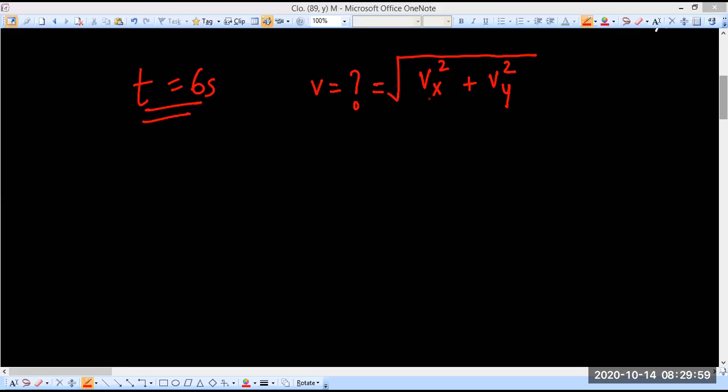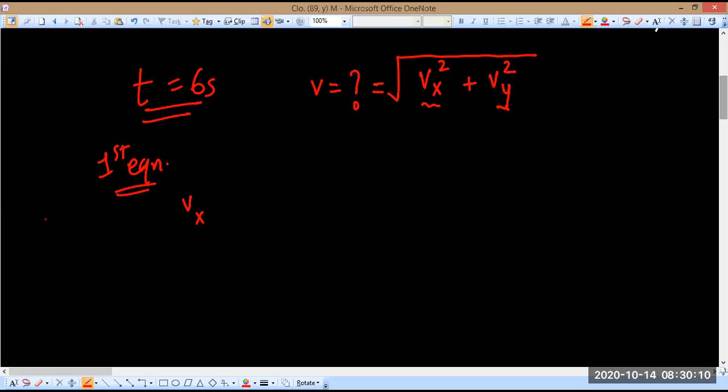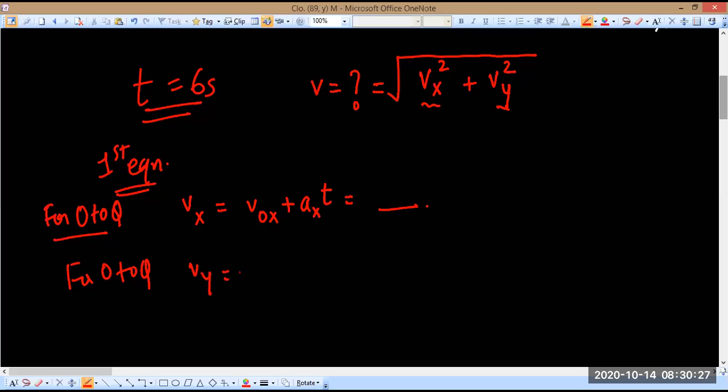Okay, so for that we have to find what is vx and what is vy. Let's do that. So for finding vx, we can use first equation of kinematics. Vx, again this is for O to Q, remember all of this is for O to Q. Vx is equal to V0x plus axt. Put the values, tell me the final answer. And similarly for O to Q, once again you find Vy on your own. Come on, I'm giving you 1 minute here again, make it fast.